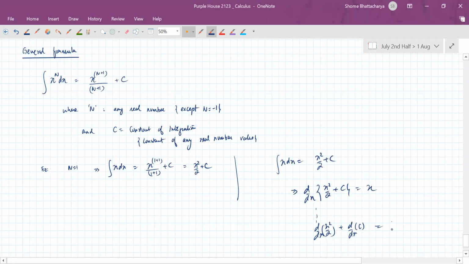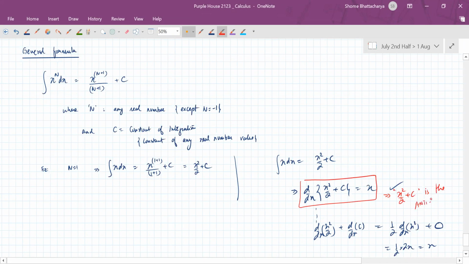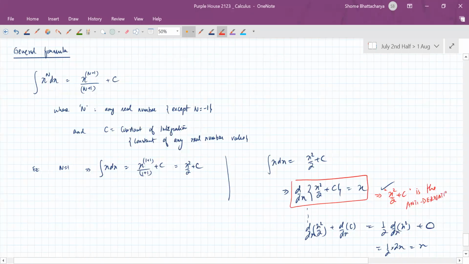Okay. So differentiation of x square by 2, half comes outside. And differentiation of a constant is 0. So half of 2x, that's nothing but x. So you can see that this statement here is implying that x square by 2 plus c, this whole term, is the antiderivative of x.